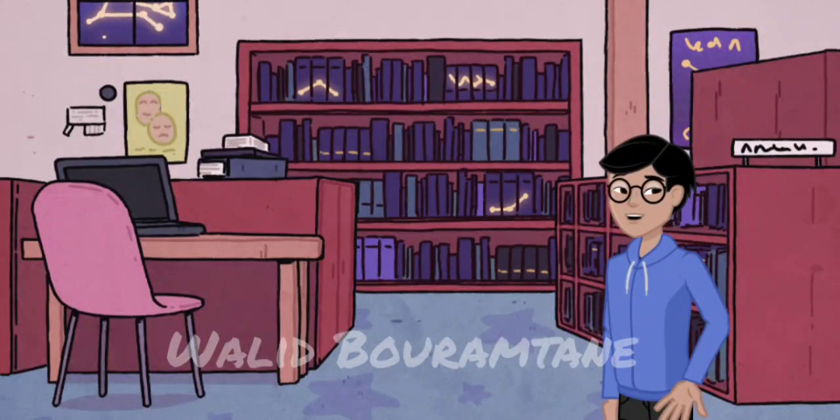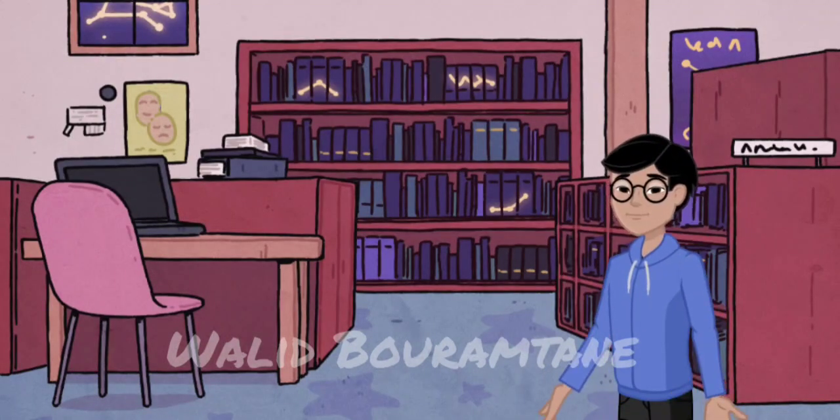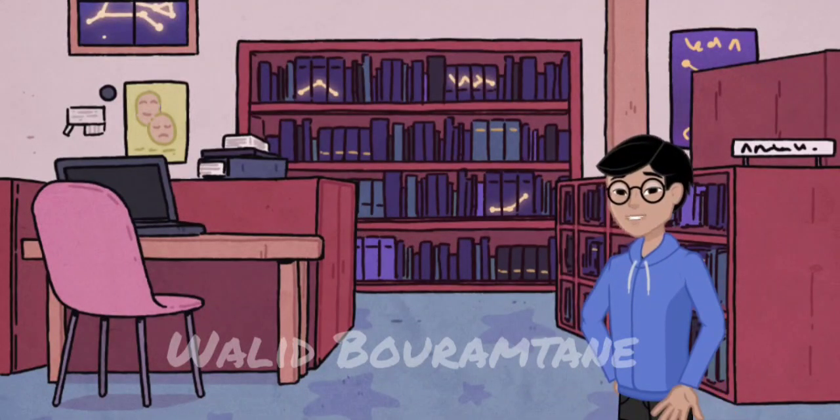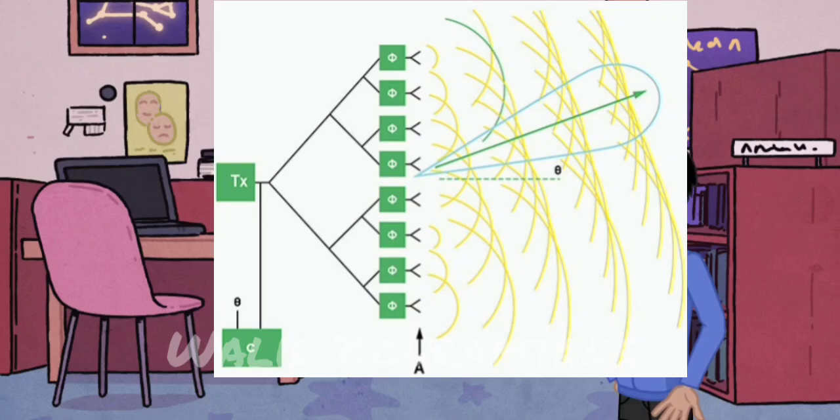Robustness. The technology improves signal reliability and reduces interference, leading to more stable connections, especially in crowded areas. Beamforming. Concept: beamforming is a signal processing technique that directs wireless signals towards specific devices rather than broadcasting them in all directions. This is achieved by controlling the phase and amplitude of the signal at each antenna in the array.